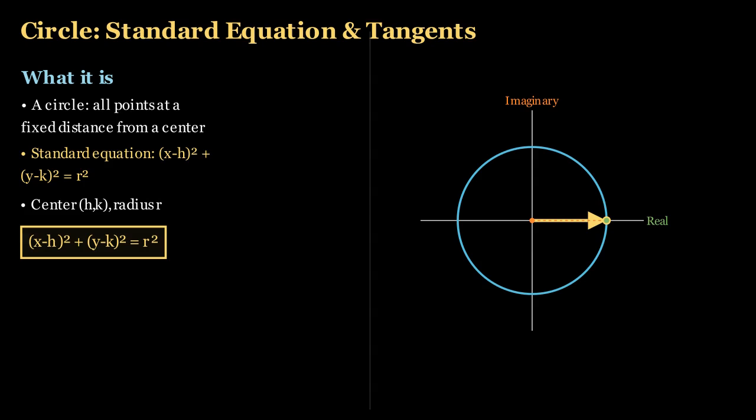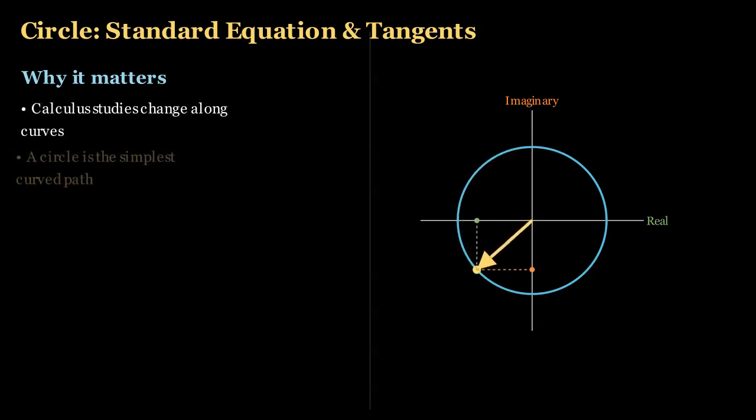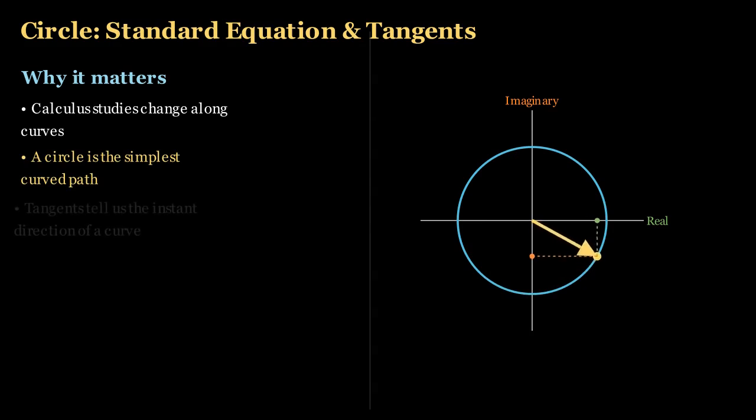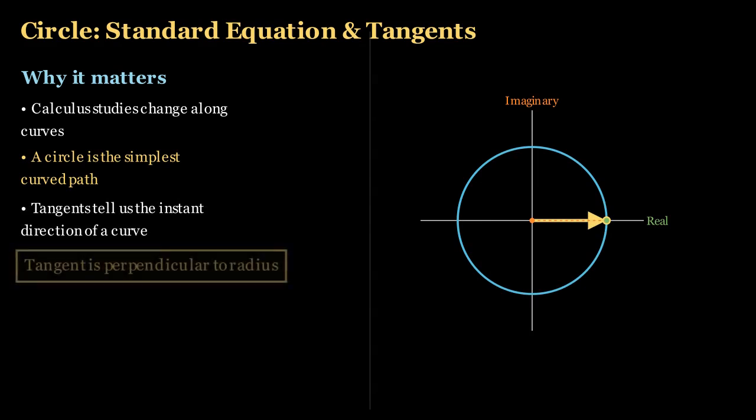We often track change along a curved path, like a planet orbiting a star or a car going around a roundabout. The circle is the most basic curved path, so it's our first playground for understanding motion along a curve. A key idea in calculus is the tangent line. A tangent touches a curve at exactly one point without crossing it, and its slope tells us the instant direction of the curve at that point.